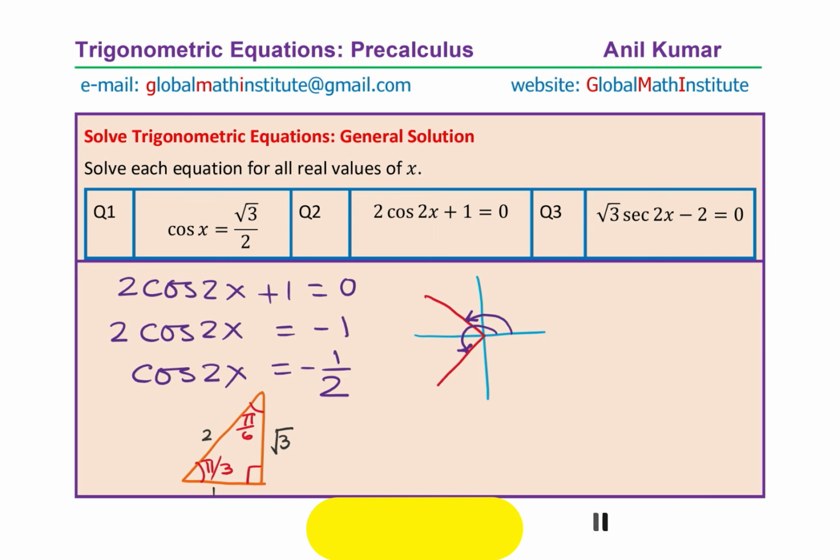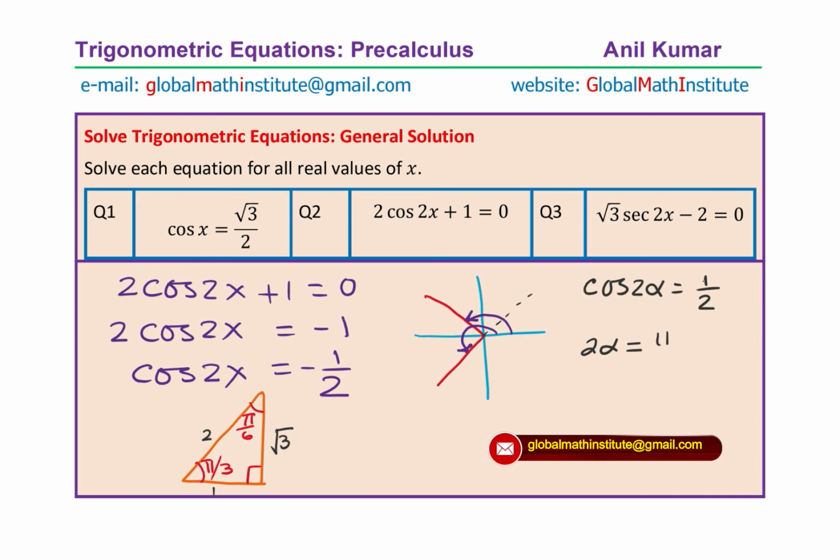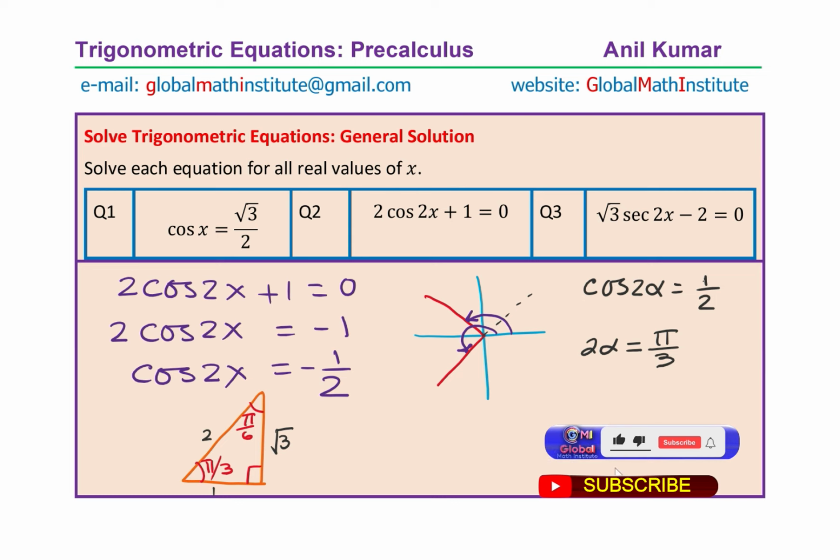Let's figure this out. So for related acute angle, we'll say, well, cos of 2 alpha equals half. Let's figure out what is going to be the answer here in quadrant 1 for positive half. So looking into this, it is pi by 3. So 2 alpha is equal to pi by 3, correct? Very clear. So now when 2 alpha is pi by 3, we can now write down the general solution, which is what is going to be 2x equals to, right?